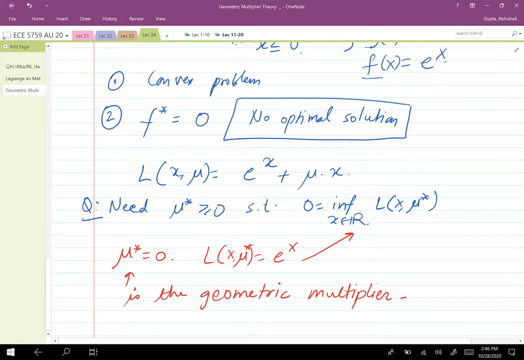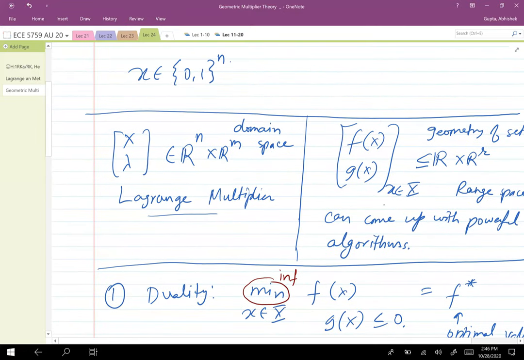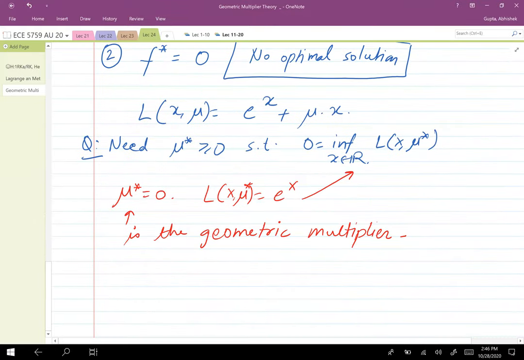So we'll take this concept a little forward and understand the geometric properties of the set fx gx over all x in capital X. And by studying the geometric properties of this particular set, we can actually come up with very sophisticated algorithms through the use of what is known as the weak duality theorem. So we'll talk about it in the next class on Friday.